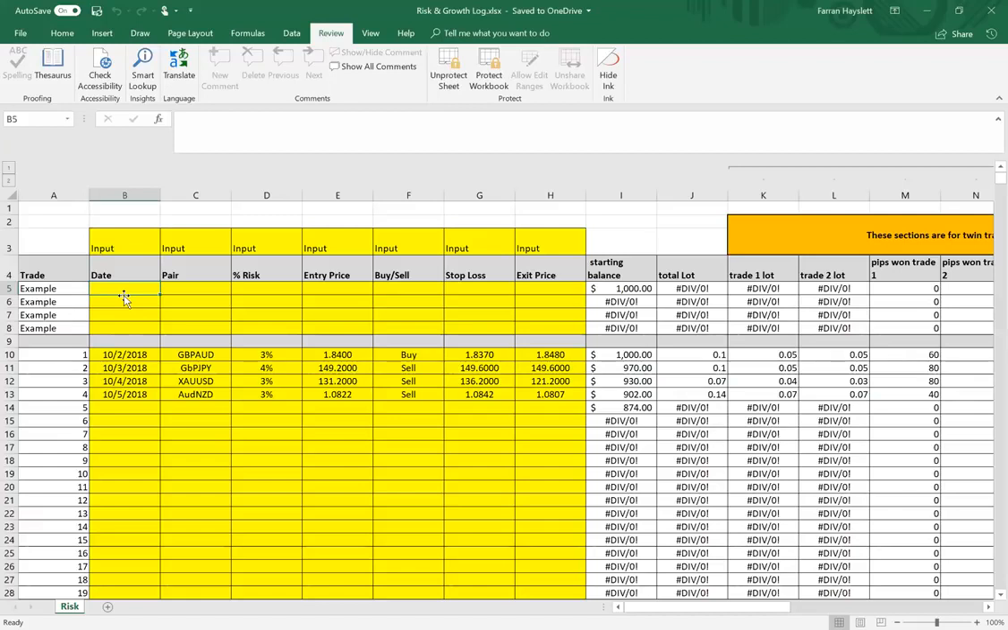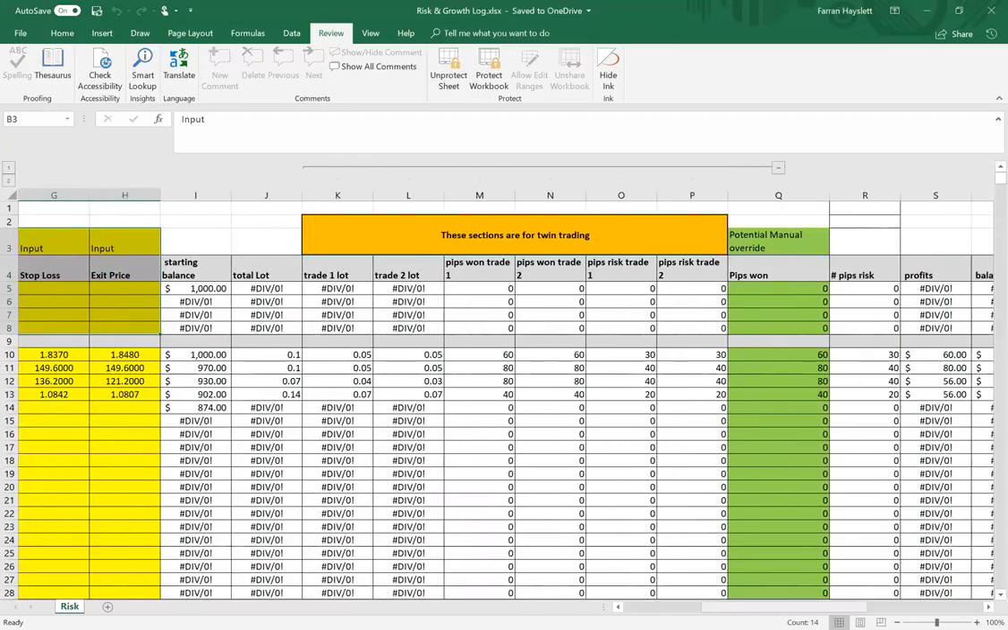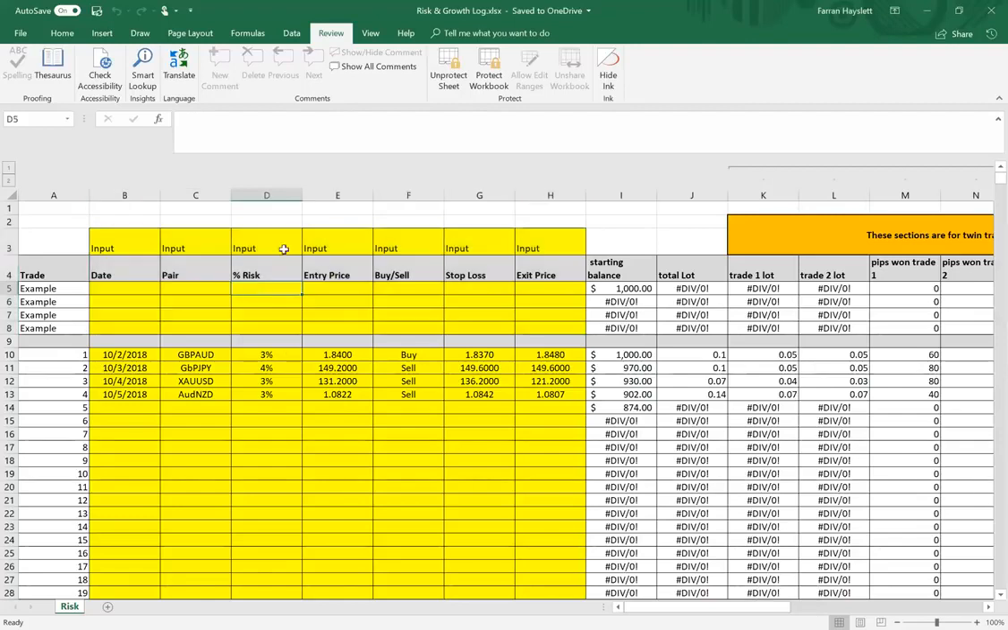Let's get it, guys. First thing I'm going to do is show you the risk log. Here's something that's very important: when you open this up, you're going to see things highlighted in yellow and things highlighted in green, right? Everything highlighted in yellow is going to be your manual inputs, so you're going to manually log this information, okay? Everything else, I have formula-based to help you along.